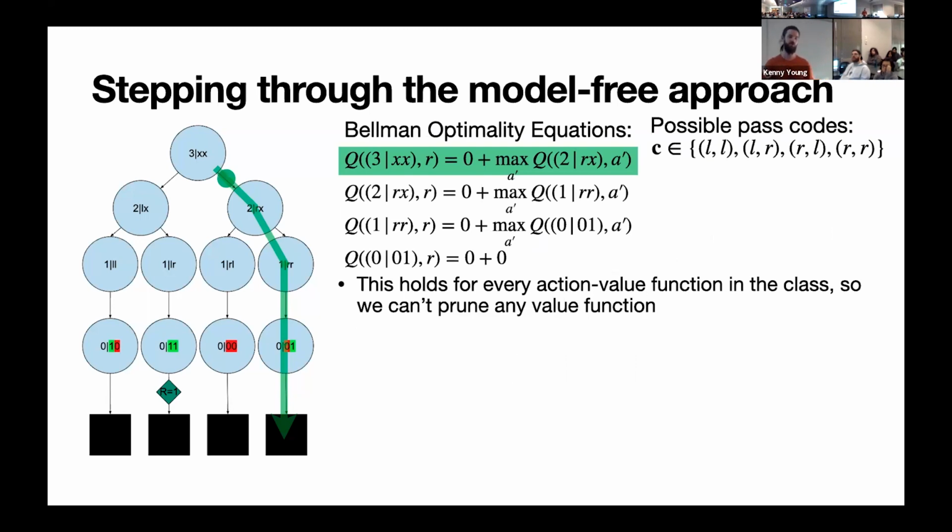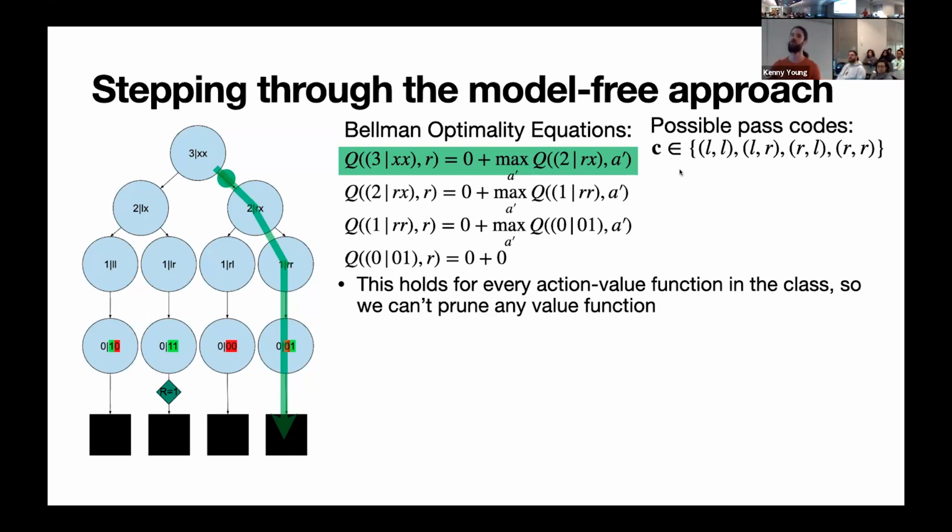Okay, so if we do this, and then we step through what we can prune based on each transition in this set of Bellman equations, the first one, just like it held for every model in the class, actually holds for every value function in the class. So we can't prune any value functions based on this Bellman optimality equation. I should mention I filled in all the rewards with 0 here because the rewards are 0 for every transition in this set.